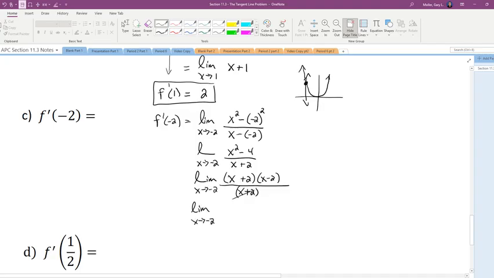My x plus 2's cancel. And now I can actually take the limit. And so I get f prime of negative 2 equals -4.